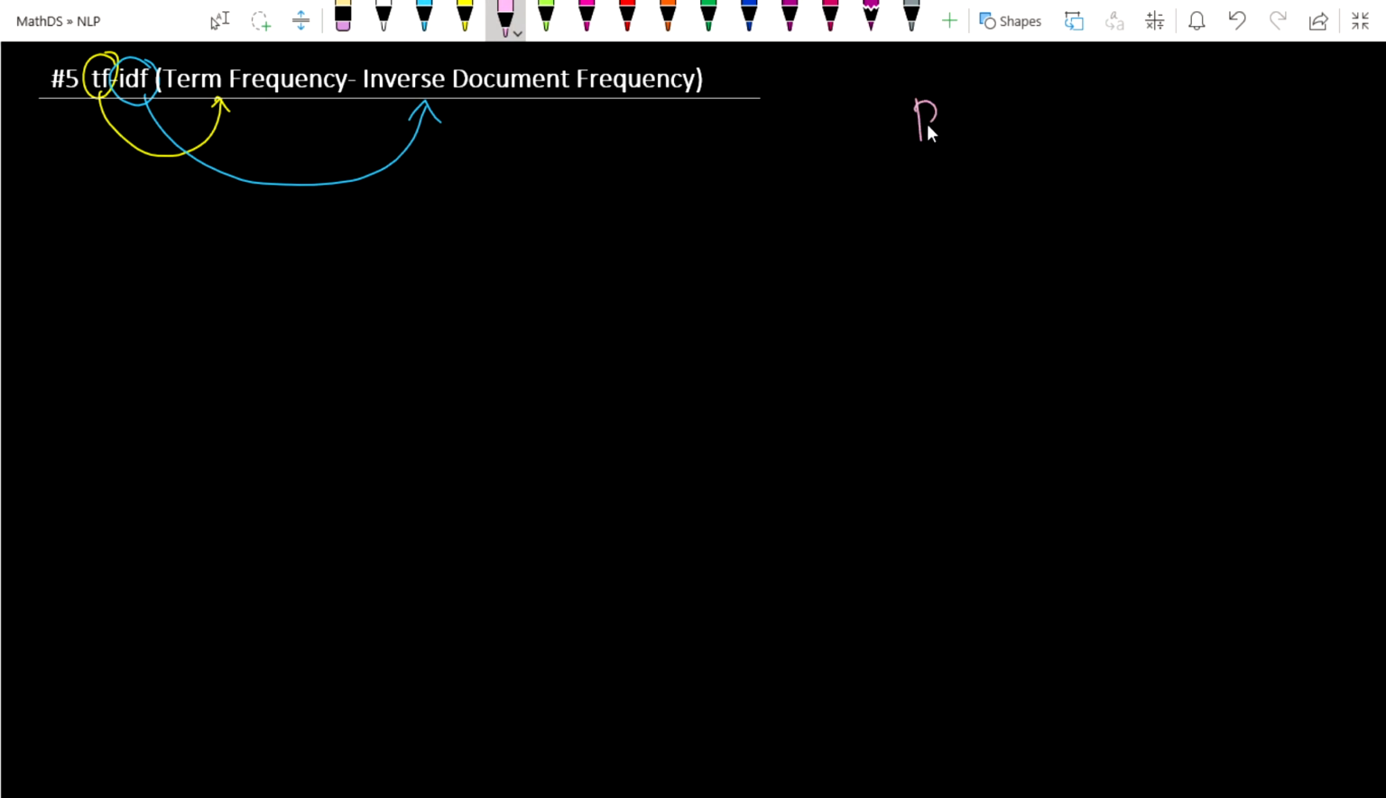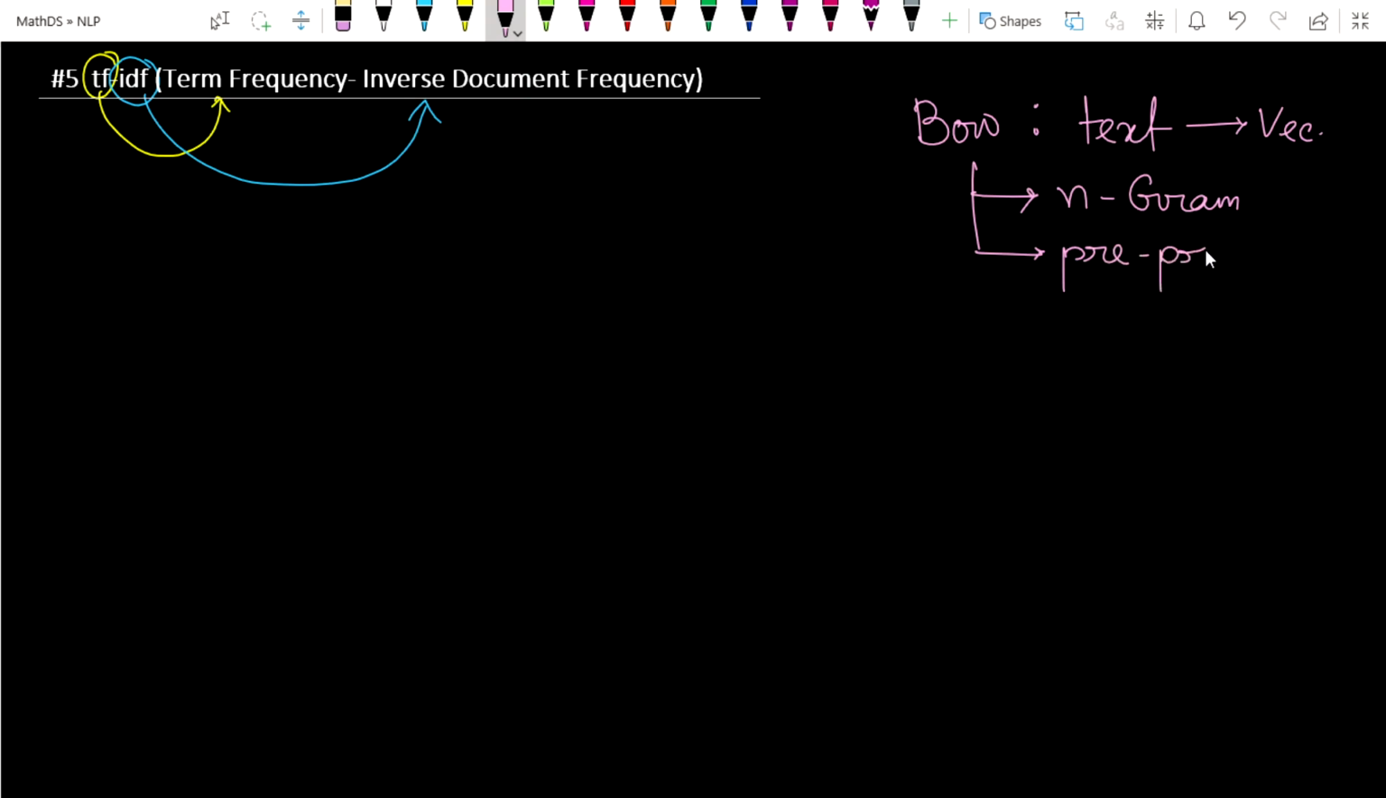Okay, bag of words we have already learned in the previous video, which is applied to convert text to a vector. We have also learned new concepts such as n-grams, what their advantage and disadvantage are, and how to pre-process the data. Now let's see what TF-IDF is.